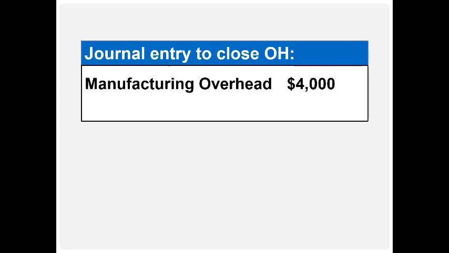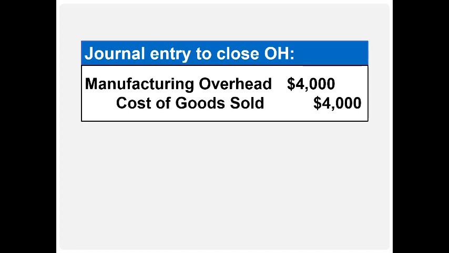The journal entry to close this overhead, if you have a credit balance in overhead, you're going to need to debit the manufacturing overhead account. And assuming this amount is immaterial, we will close it to cost of goods sold. Notice that cost of goods sold is an expense account, and we're reducing it with a credit. Since we over-assigned cost to inventory, we are now reducing cost of goods sold.